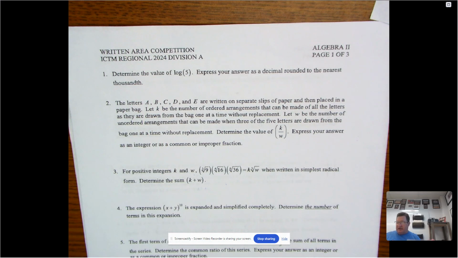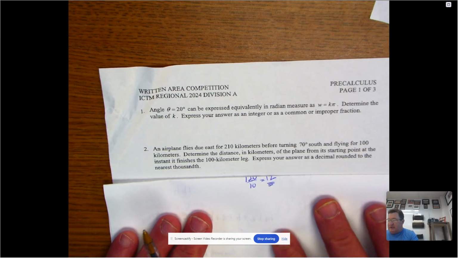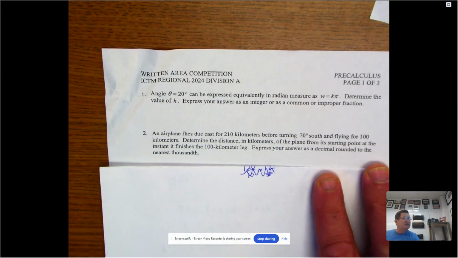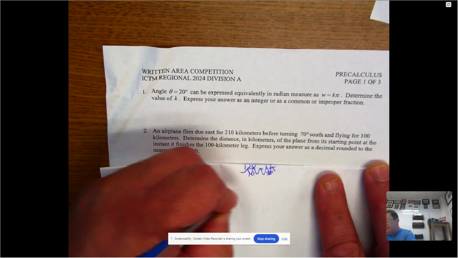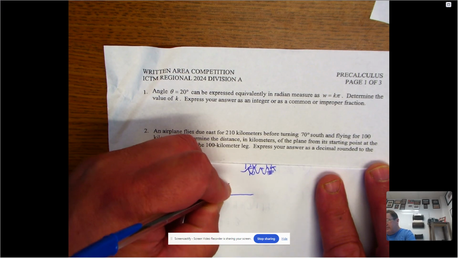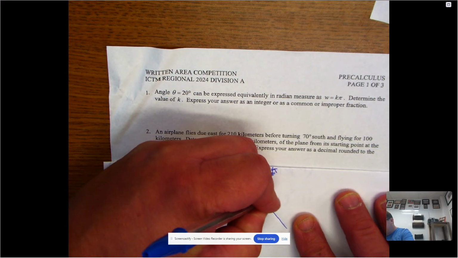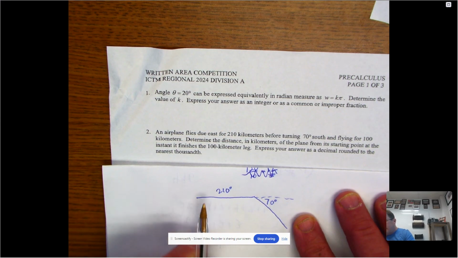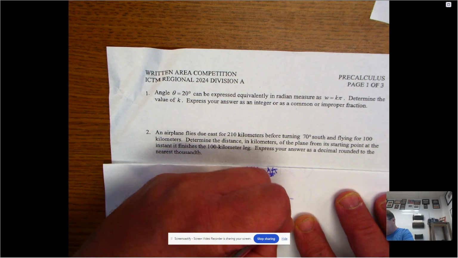Moving on to the pre-calculus question. It says an airplane travels due east for 210 kilometers before turning 70 degrees south and flying for 100 kilometers. Okay, so let's draw a little picture here. 210 due east. It turns 70 degrees south. What that means is that it's now on this path, all right? So the airplane went east and now 70 degrees south, and it flew 100.